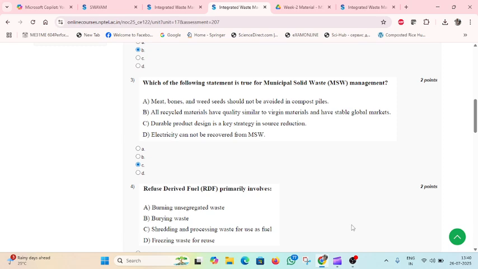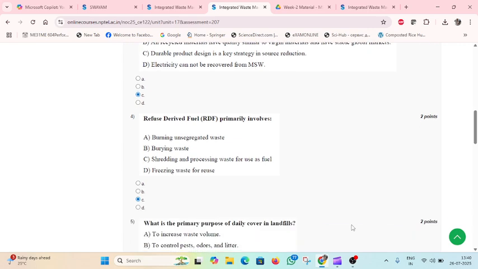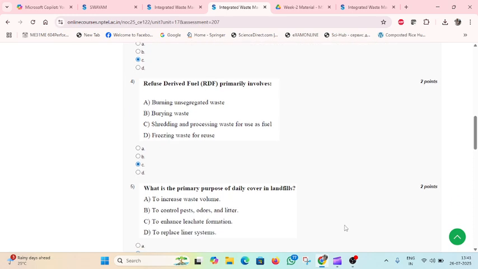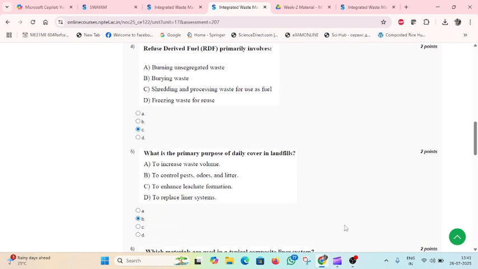Now moving to question number 4. Refuse derived fuel primarily involves burning unsegregated waste, burning waste, shredding and processing waste for use as a fuel, or freezing waste for reuse. And the right answer for question number 4 is shredding and processing waste for use as a fuel. Now, what is the primary purpose of daily covering landfills? To increase waste volume, to control pests, odors and litter, to enhance leachate formation, or to replace the liner system. And the right answer for question number 5 is to control pests, odors and litter.